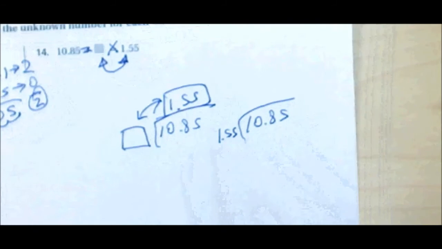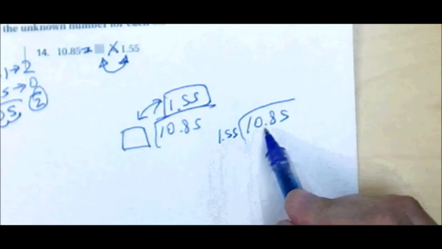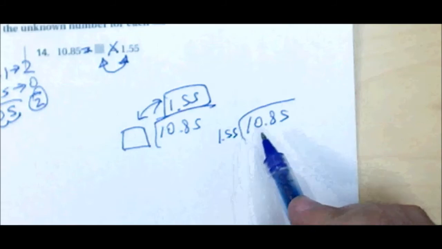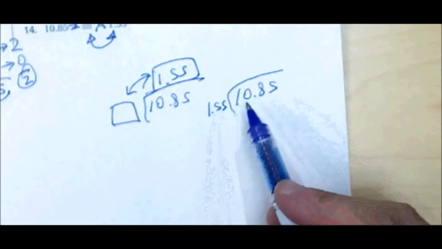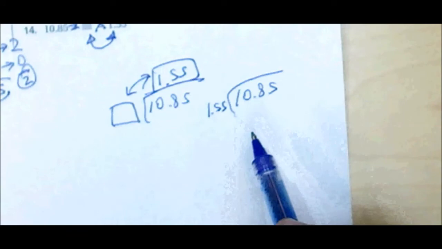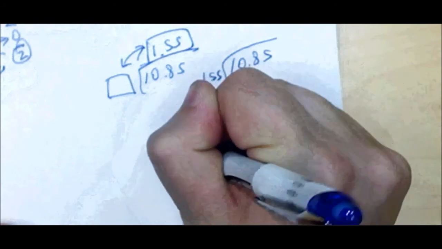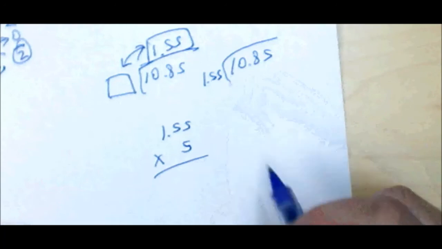Okay. Now, here's the thing. There is a way you can divide a decimal by a decimal, but we have not gone over that in class yet. We only talked about dividing a decimal and a whole number. So I'm not going to do that with this problem. Instead, what I'm going to do is guess and check. I'm going to take 1.55 and multiply this by 5 and see if I get something close to 10.85, and if not, I will adjust it.